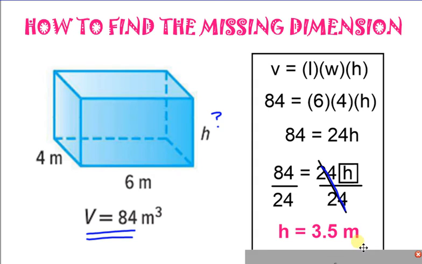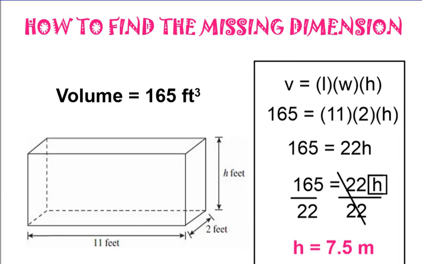Now, when you're finding a missing dimension, it's not going to be to the third power because it's just one of the sides of the shape. It's not the final volume. And that's very important to know, and you guys did a really good job with that when it came to area. Okay? So remember, when you're finding the volume, it's cubed. When you're finding a missing dimension, it's not cubed or squared. Let's look at another example.